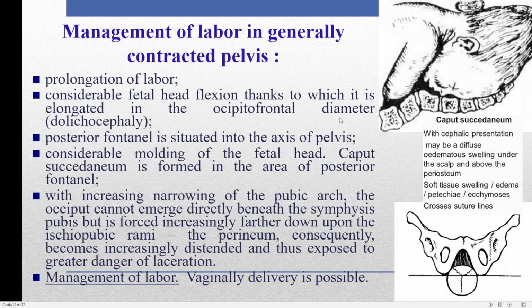In the picture below, you can see why it happened. Why did the formation of caput succedaneum happen? With increasing narrowing of the pubic arch, the occiput cannot emerge directly beneath the symphysis pubis, but is forced increasingly farther down upon the ischiopubic rami. The perineum becomes increasingly distended and thus exposed to greater danger of laceration.